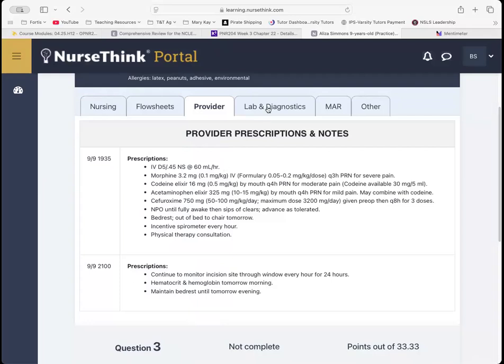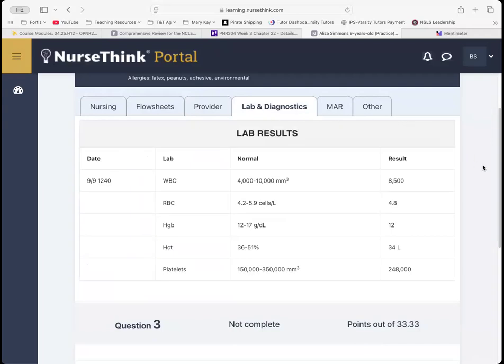So let's see what we did for labs and diagnostics. So we did do that full CBC. What do we see here? What's encouraging? Her white blood cell count is in the normal range. Yeah, her white blood cells are normal, so we probably don't need to worry about infection. Likely that was an environmental elevation in her temperature.